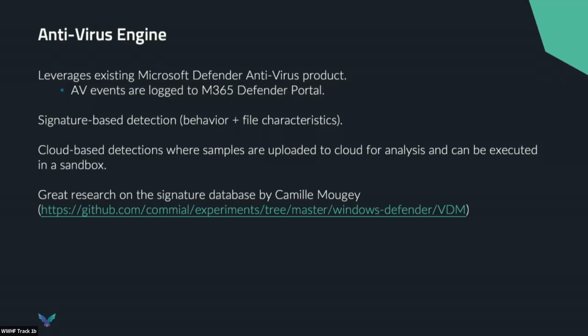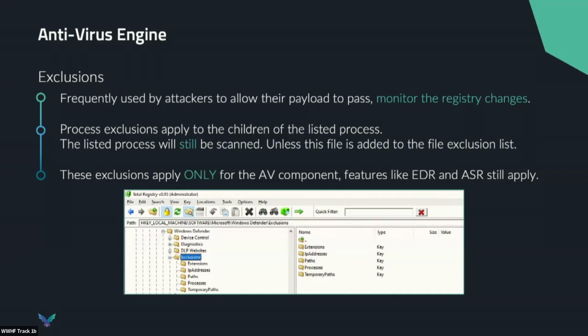There's some great research on the signature database by Camille Mogi. Sorry if I mispronounced that. It's a French researcher, really, really interesting stuff. So he decompiled the whole database. Basically, you can figure out what it's triggering on. You can configure a bit of it. So you can tell it, hey, I don't want to see certain events, or I trust this directory.